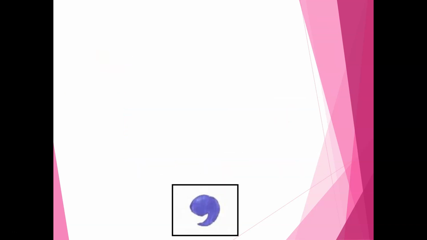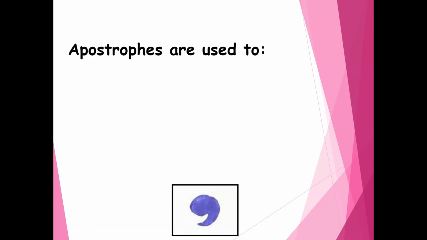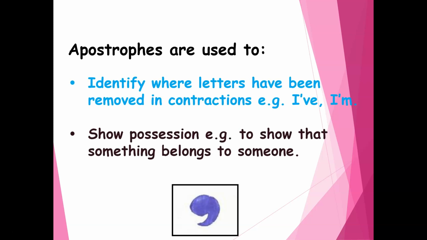We already know that apostrophes are used in contractions. When you've got two words and you want to shorten it to make one word, you use an apostrophe. I've, I'm. Take a moment, I bet you can think of loads of other examples.